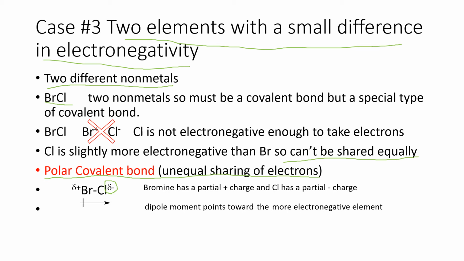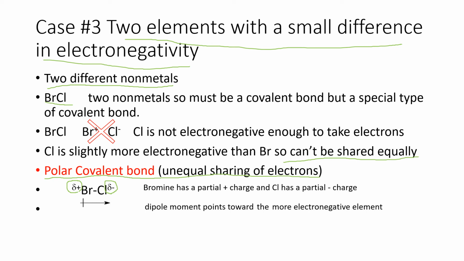If the electrons are spending a little bit more time closer to the chlorine, they're going to be spending less time closer to the bromine. So if they're spending less time closer to the bromine, and electrons are negatively charged, I'm going to get a partial positive charge buildup on the bromine. Bromine will have the partial positive, chlorine will have the partial negative charge.